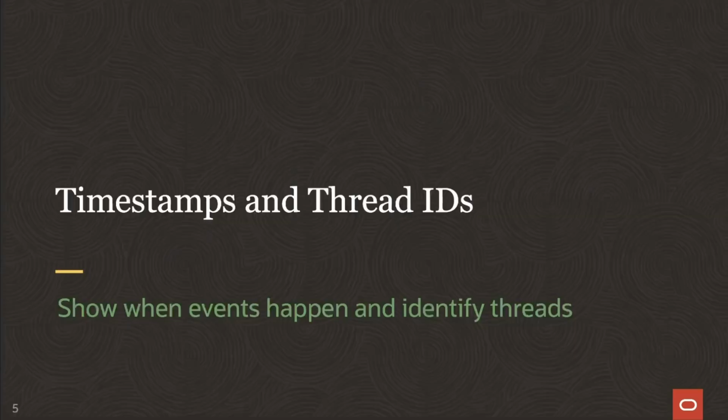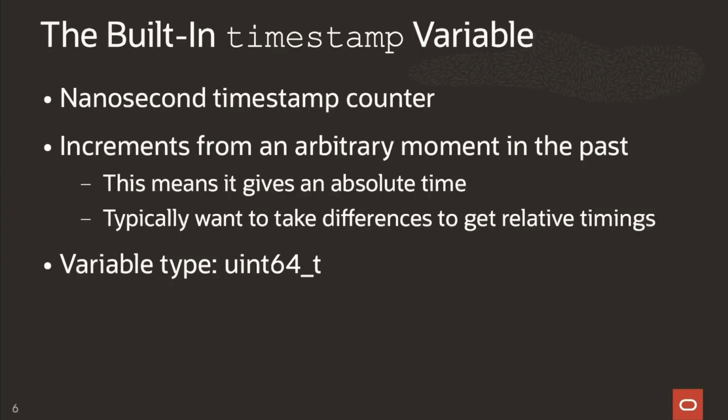Timestamps and thread IDs. They show you when events happen. That's really useful, and it also helps you to identify threads so you know who is doing what. The built-in timestamp variable is a nanosecond counter, so it's a very large number that's incremented from an arbitrary moment in the past. That means it gives you an absolute time. In practice, that's not really very useful because typically you want to take differences so that you can get relative timings. And that's what you will see me doing in the examples that are to follow. It's an unsigned 64-bit integer.